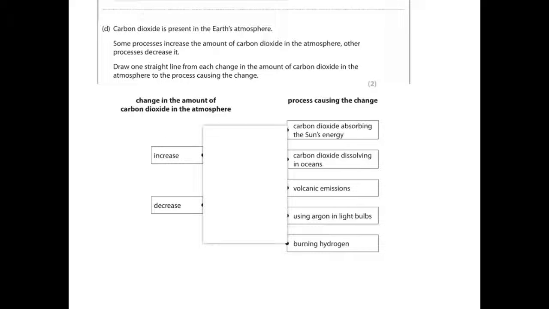So what is causing an increase in the amount of carbon dioxide? Carbon dioxide absorbing the sun's energy, that's irrelevant. Carbon dioxide dissolving in the oceans, that would decrease it. Volcanic emissions, yes. Using argon lights, irrelevant. Burning hydrogen, irrelevant. Argon and hydrogen have nothing to do with carbon dioxide. So increase would be volcanic emissions, and decrease, carbon dioxide dissolving in the oceans.